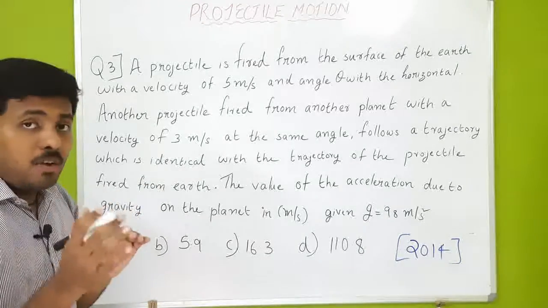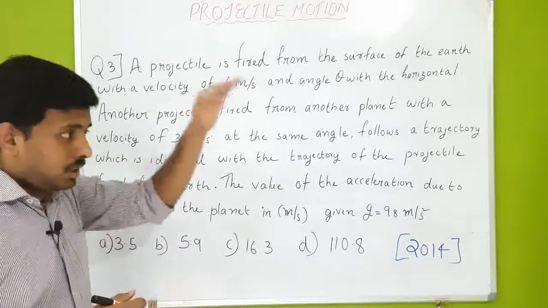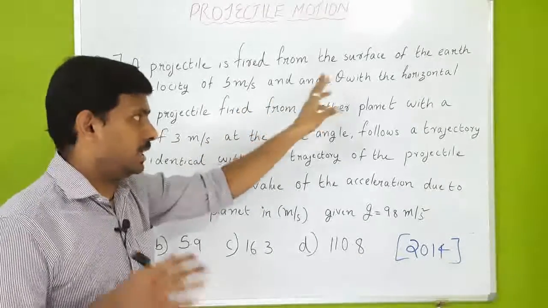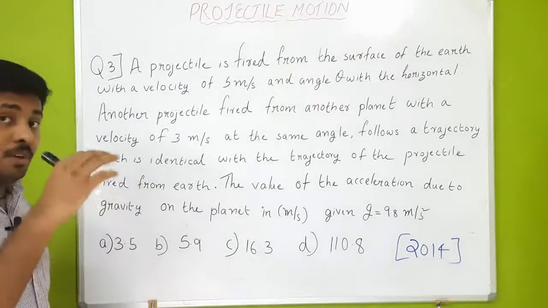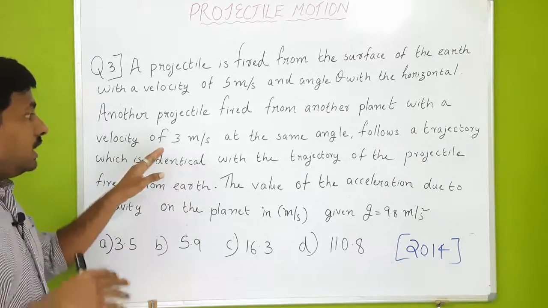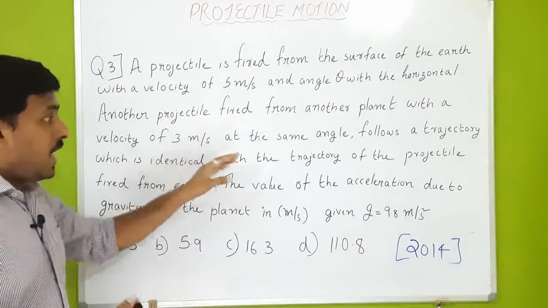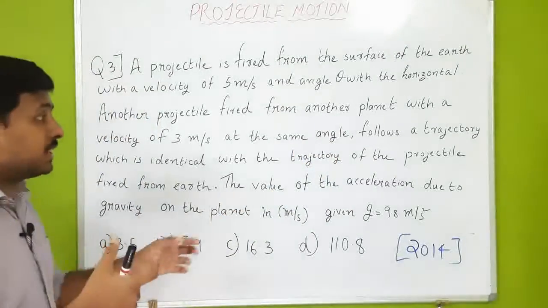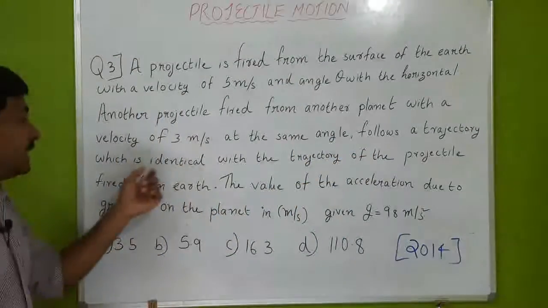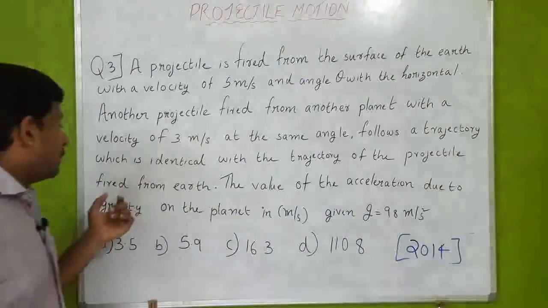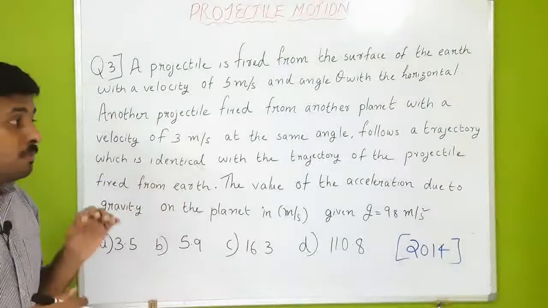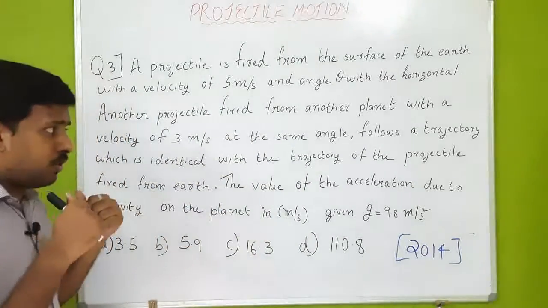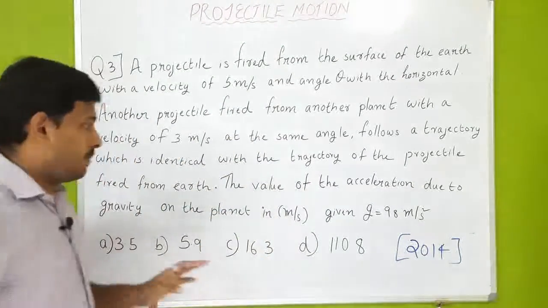And therefore we have two projectiles here. One is projected from the earth with the initial velocity of 5 meters per second and the angle of projection theta. The second one is fired from another planet with the initial velocity of 3 meters per second and the angle of projection theta, that is the same angle. And what else is given? It follows a trajectory that is identical with the trajectory of the projectile fired from the earth. Therefore both the projectiles follow the same trajectory.